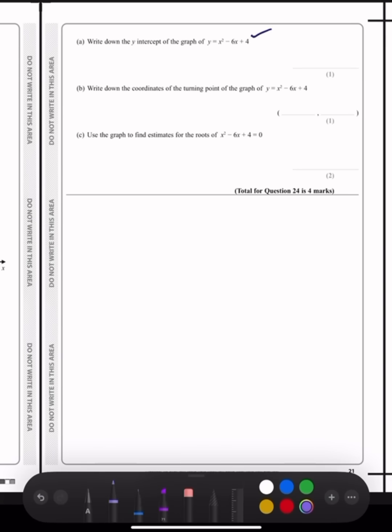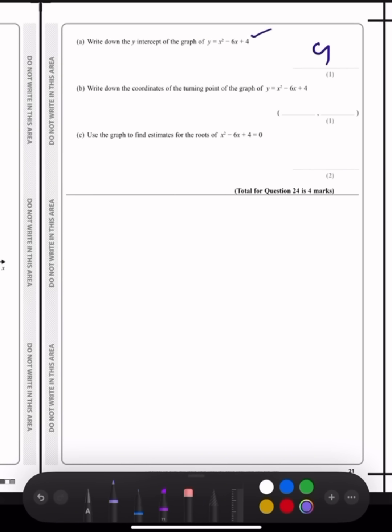Now they say write down the y-intercept of the graph of y equals x squared minus 6x plus 4. So we know the y-intercept for this one would clearly be 4. So we write the answer 4, that's your 1 mark.